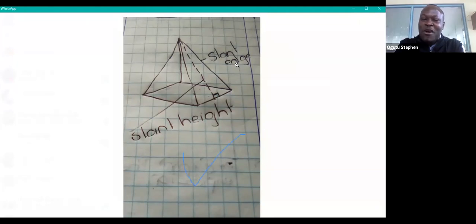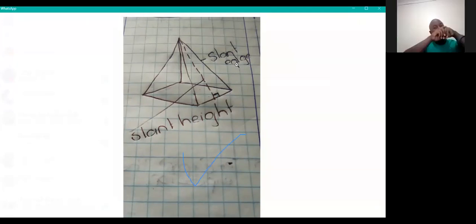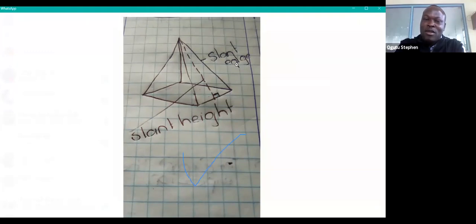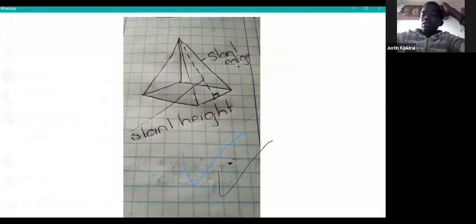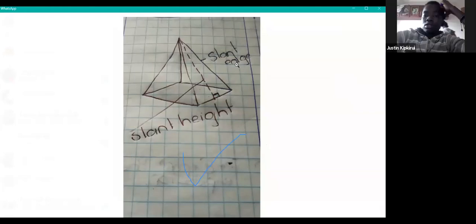Now, for a cone, what would it be, slant height or slant edge? For a cone, what will you say it is? Gashema, are you hearing me? Yes, Gashema, tell me, for a cone will you say it is slant height or slant edge? I think we are just arguing on the side of a pyramid, not on a cone. We are arguing on the side of a pyramid.